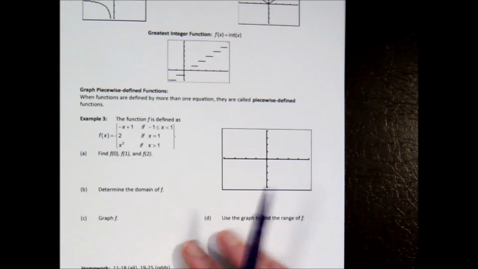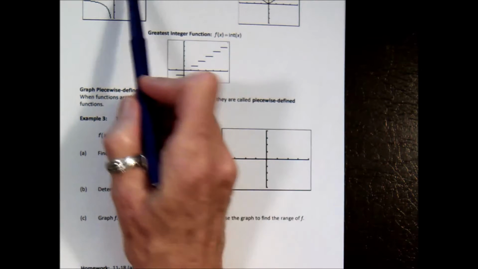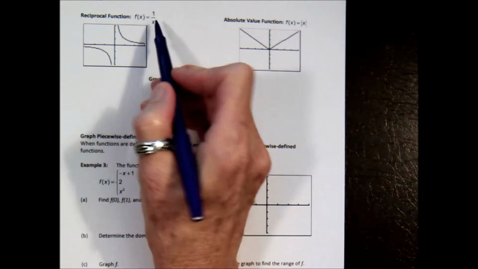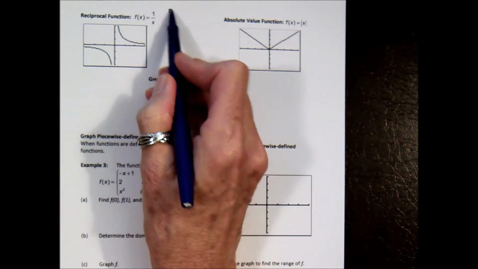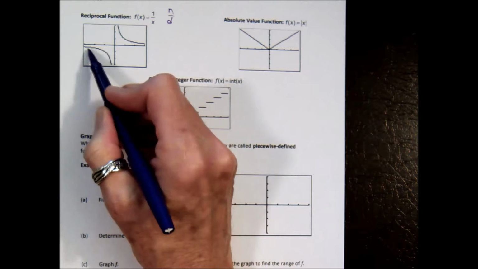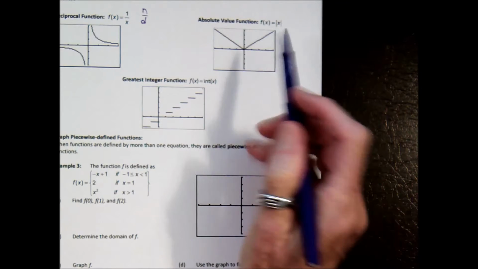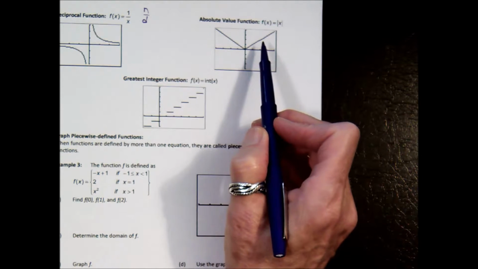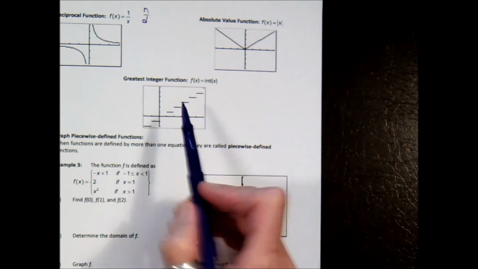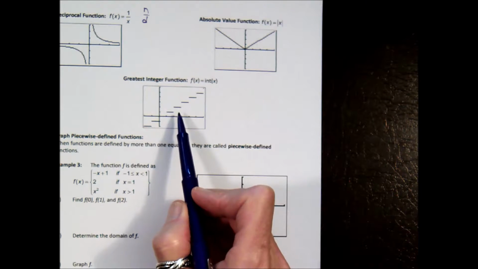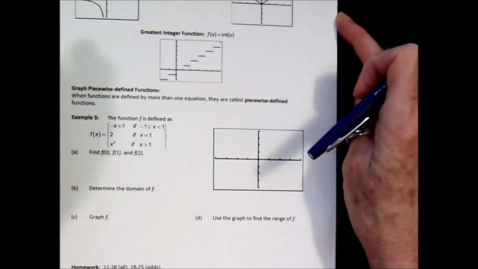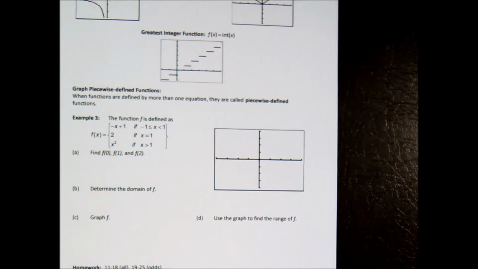Then we have the reciprocal function, which is f of x equals 1 over x. Let me scoot this down so you can see it. Easy one to remember because it is a fraction that has a numerator and a denominator, and my graph has two pieces also. The absolute value function, which is another one that we did today in this video. And the other one is what we call the greatest integer function, or the step function, and it looks like this.